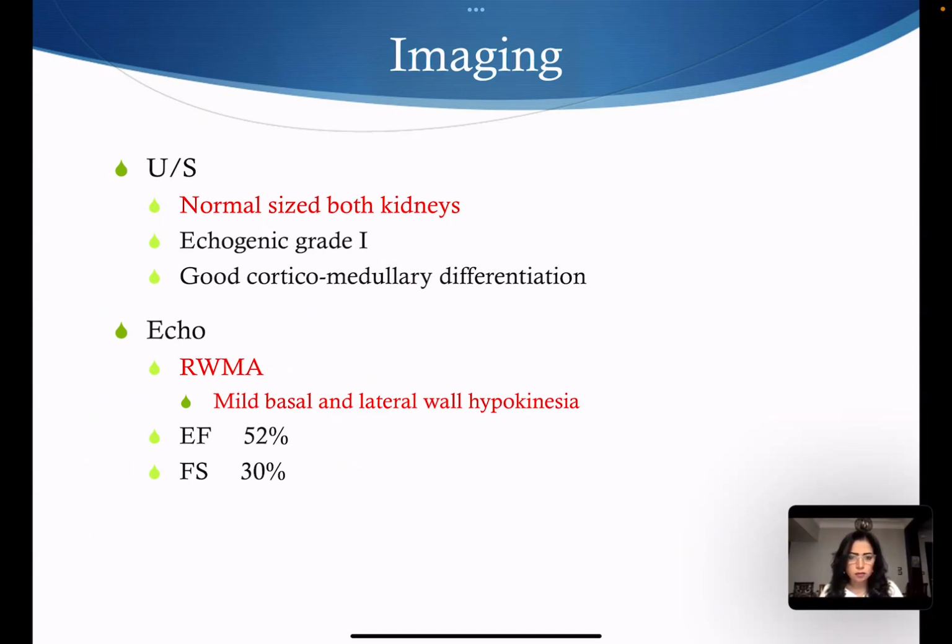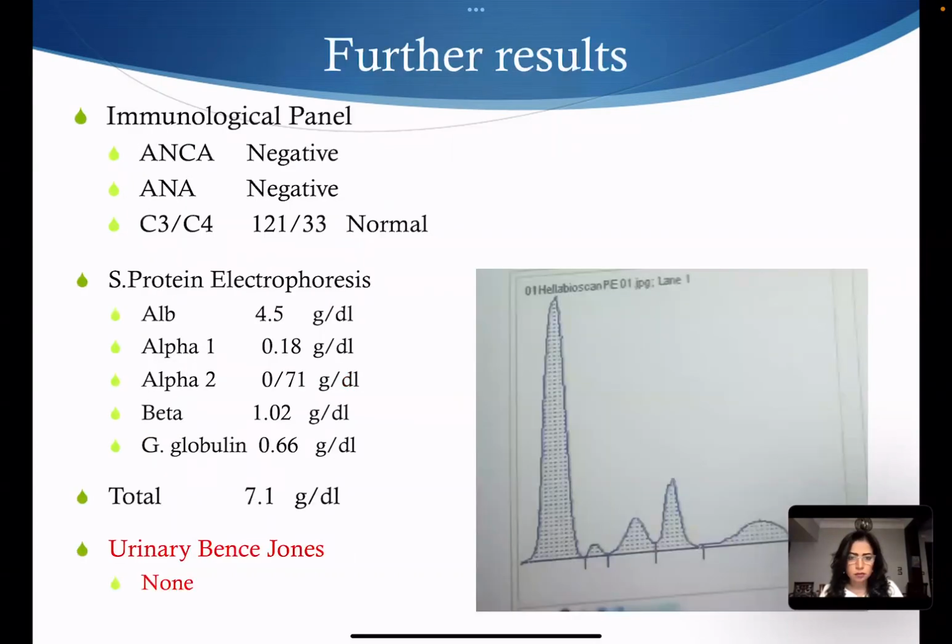Again, I have to emphasize, even if it is a little bit more echogenic, and even if the CMD is just accepted or even fair, it's not a contraindication to take a renal biopsy, because it can always be the clue for your case. The echo showed some regional wall motion abnormality with mild basal and lateral hypokinesia, but global systolic function is accepted with an EF of 52 and fractional shortening of 30%.